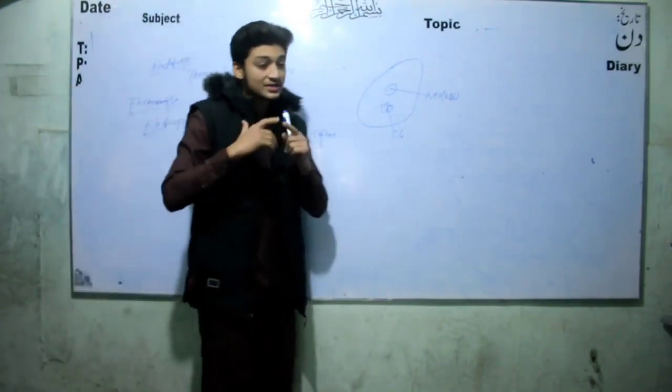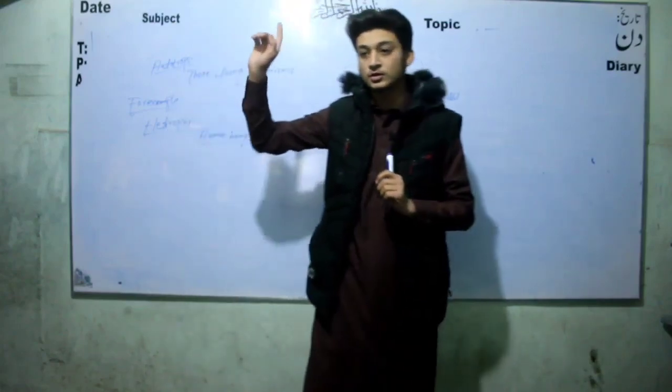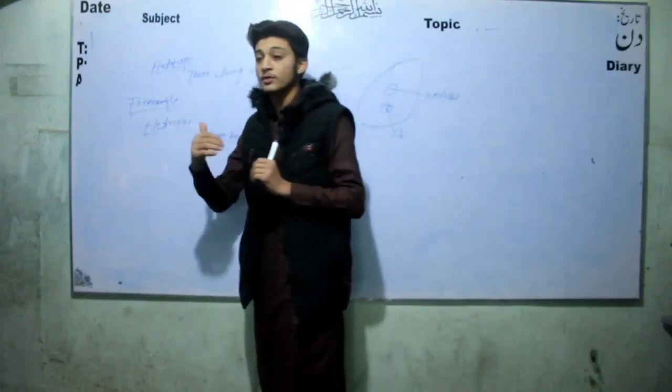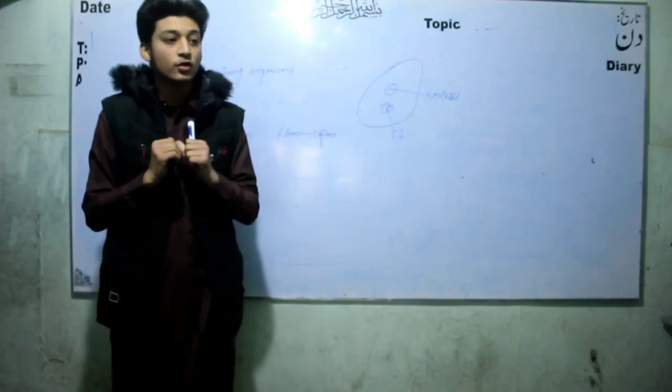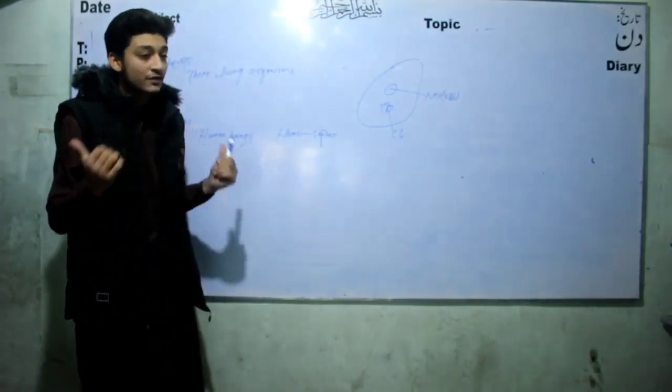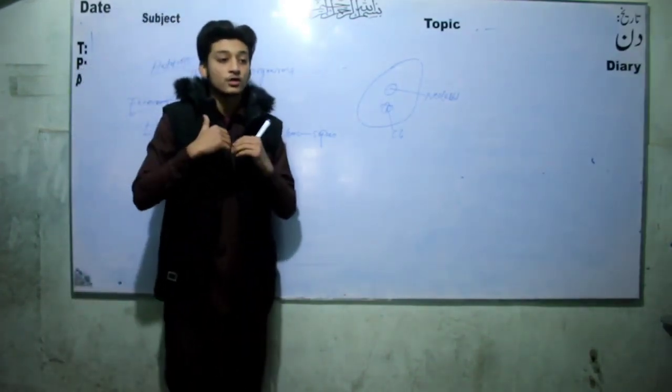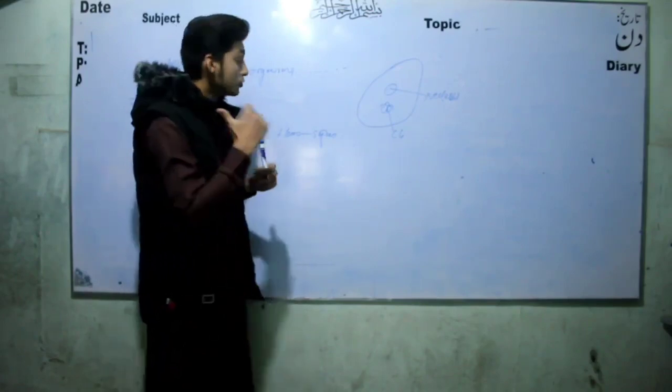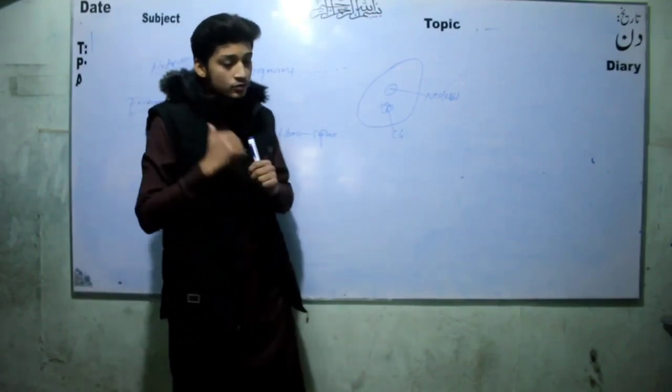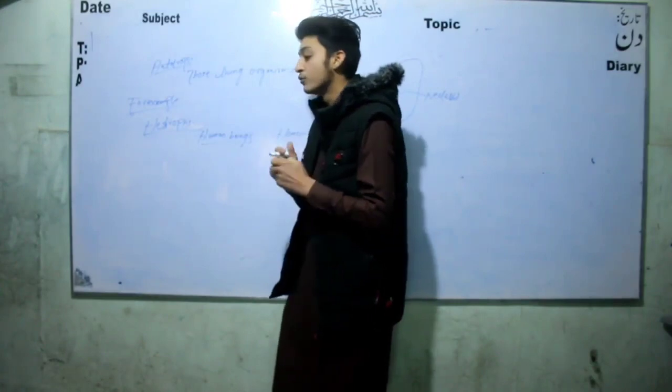Plants can prepare their food with the help of the sun, and they have chlorophyll. That's why they can prepare it. We do not have chlorophyll in our cells. That's why we are not autotrophs. We are heterotrophic organisms, and that's why we can't prepare our food.